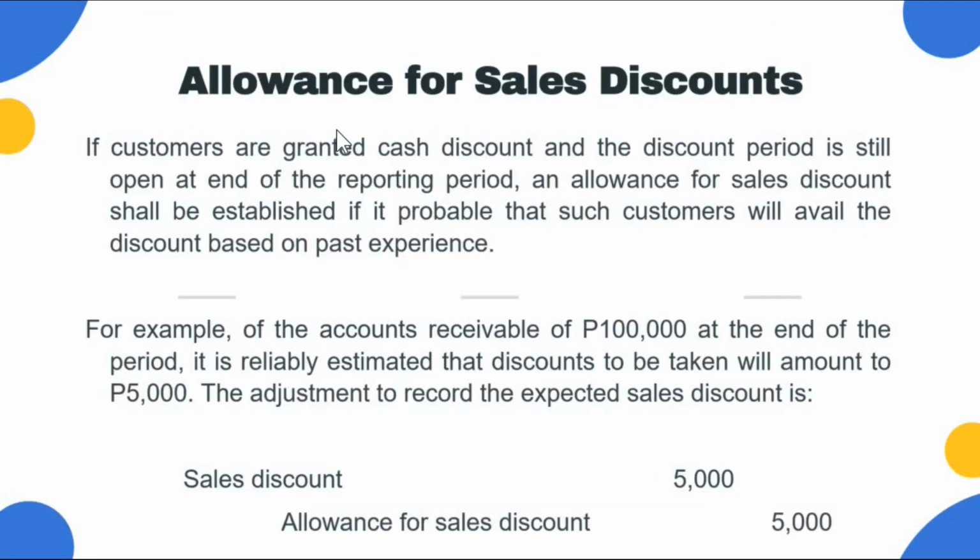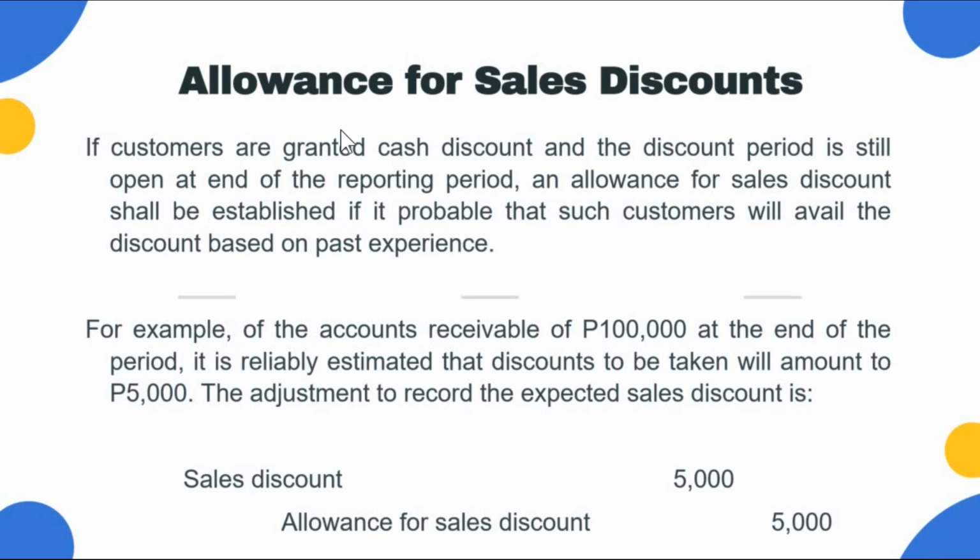So, this is what I was saying kanina related sa allowance, no, for sales discount. If customers are granted cash discounts and the discount period is still open at the end of the reporting period, an allowance for sales discount shall be established if it is probable that such customers will avail the discount based on the past experience. So, we have here an example.